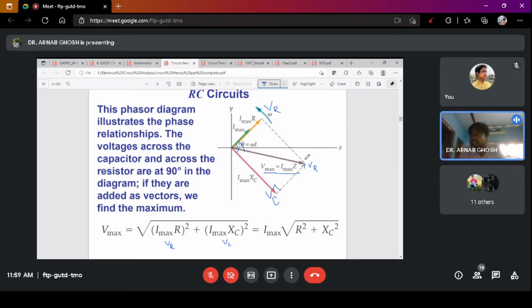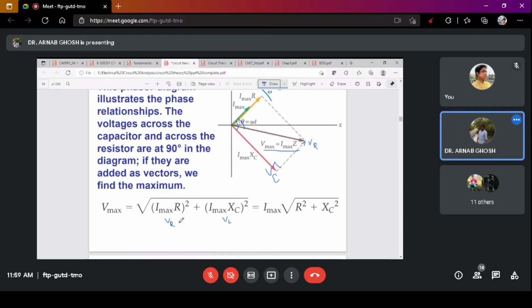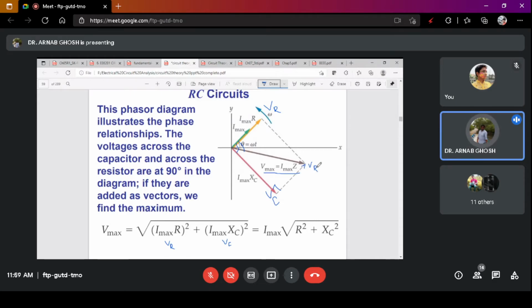So your Vmax is perpendicular square plus base square. So that is what we are doing, VC square plus VR square. VR is Imax into R, VC is Imax into XC. Imax is common, so we are getting root over R square plus XC square. So that is Vmax, which is equal to Imax into root over R square plus XC square. We are doing it by the vector addition method.